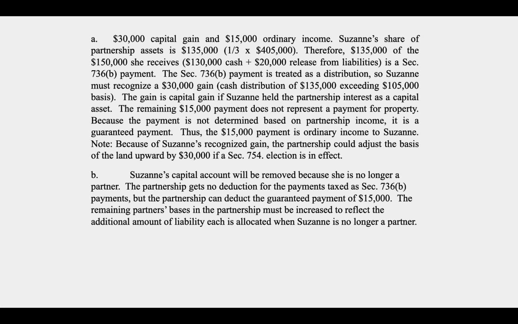The gain is capital if she had the partnership as a capital asset, and then the remaining $15,000 payment doesn't represent payment for property. So it's something else, right? It's another payment. So it can either be a distributive share or a guaranteed payment. But it's not based on partnership income, so it's got to be a guaranteed payment. And the guaranteed payment is treated as ordinary income to Suzanne and a deduction to the partnership. So she has $30,000 of capital gain and $15,000 of ordinary income.